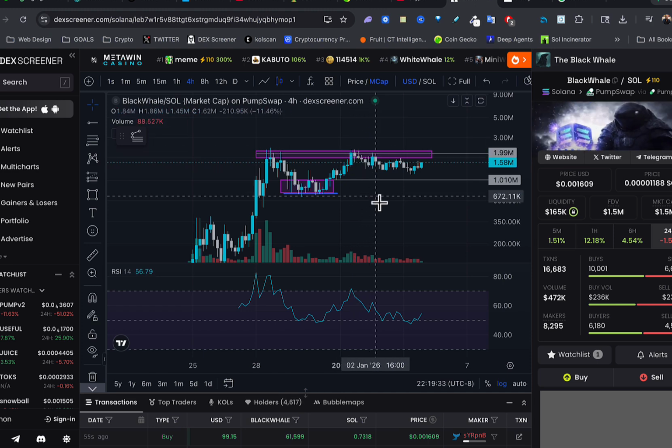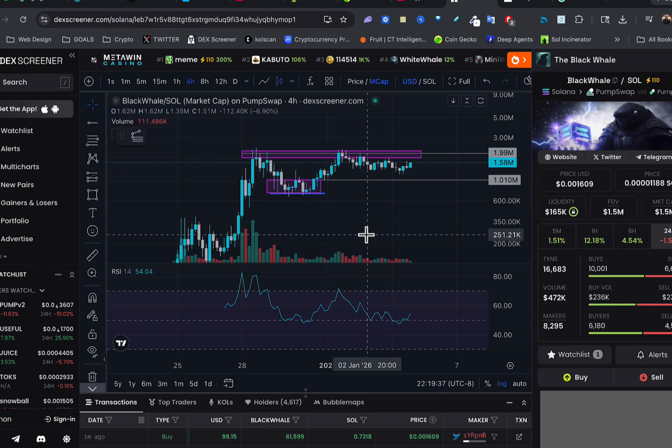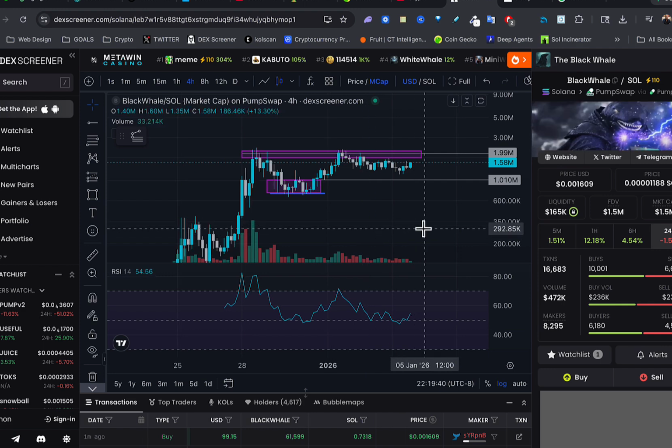Perfect. Boom. Out. See, and the RSI, instead of always wondering like, oh, when do I sell? Like, you don't know when to sell. Like, this is just one of many ways that can help you.